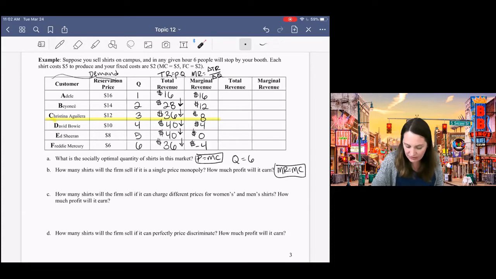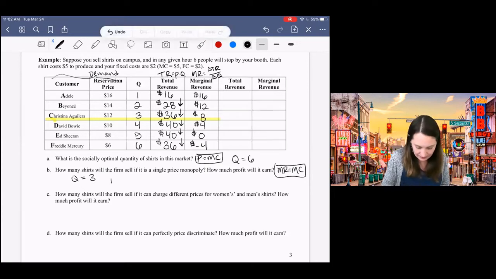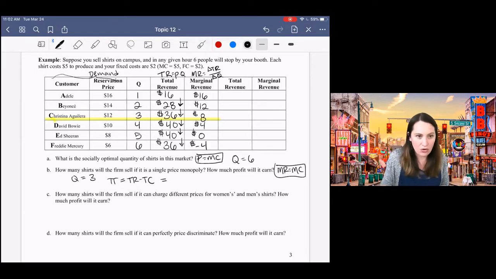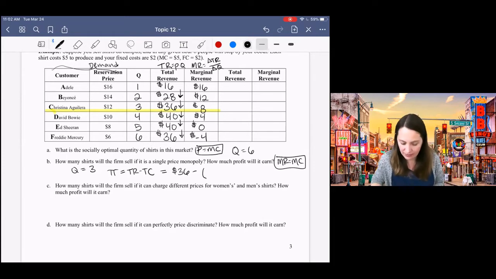So the answer to the question is that the single price monopoly is going to sell 3 t-shirts, and that's going to earn them some profit. So we want to calculate profit. Keep in mind that profit is total revenue minus total cost. So that's going to be $36 as my total revenue, price times quantity. And now to calculate total cost here, we want to add up all of our fixed costs and our variable costs.